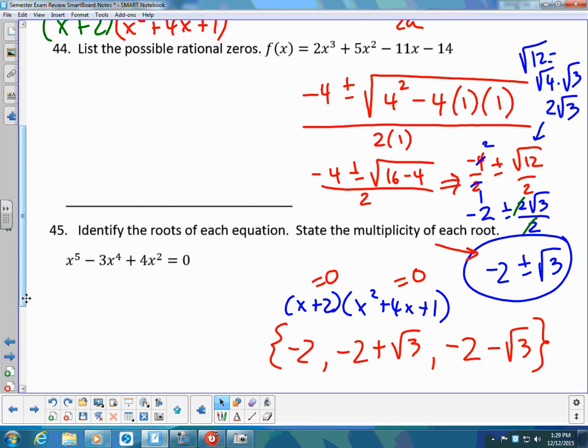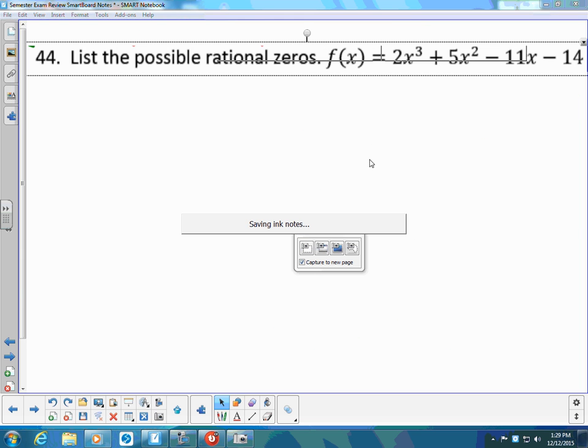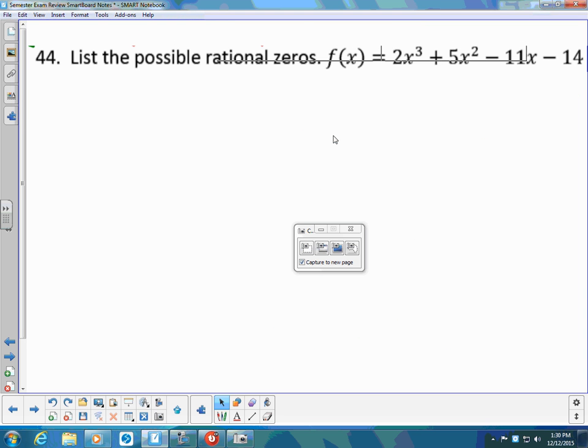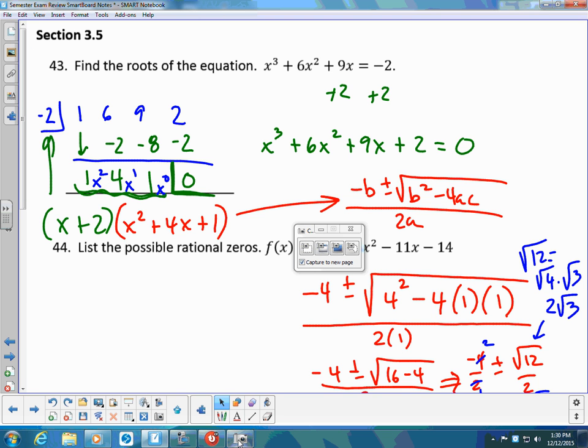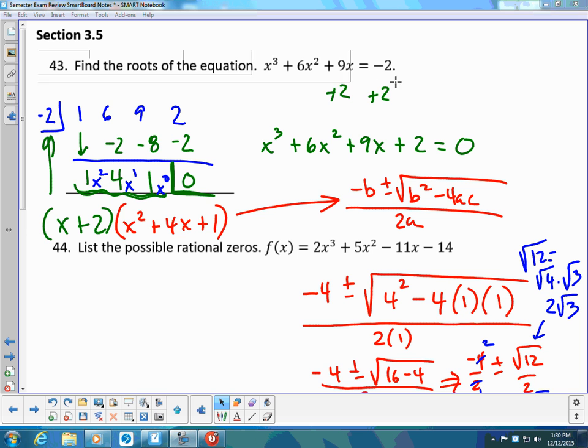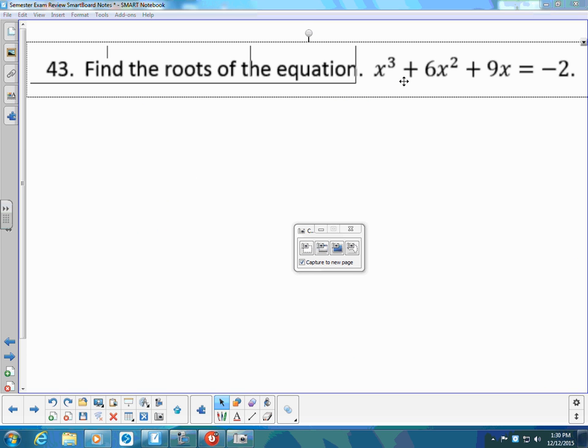Now let's back up and do number 44. Let me copy this onto another page if I can. All right, and that's copying really poorly. Try this one more time. Still looks kind of messed up, but we'll go with this.